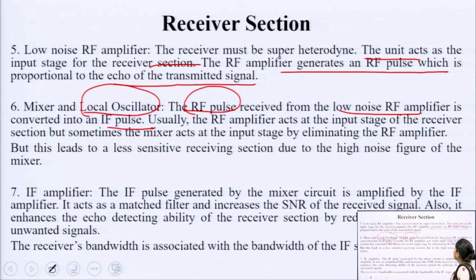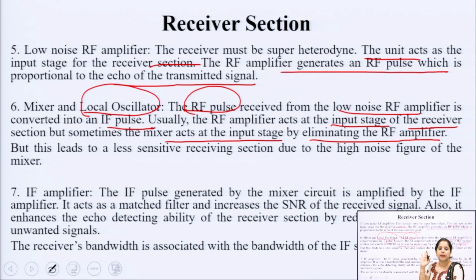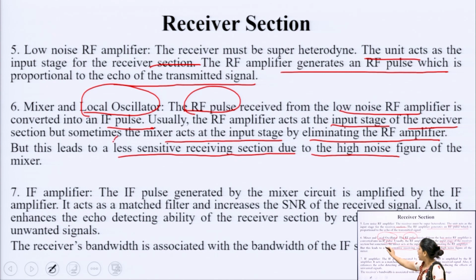Usually the RF amplifier acts as the input stage of the receiver section, but sometimes the mixer acts as the input receiver stage by eliminating the RF amplifier. It may be the case where this low noise RF amplifier is not included. The signal coming from the antenna is directly fed into the mixer, but this leads to a less sensitive receiving section due to the high noise figure of the mixer. But this condition has to be avoided because it leads to a less sensitive receiver section.